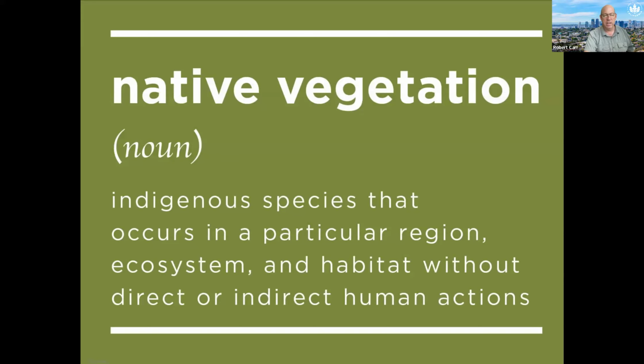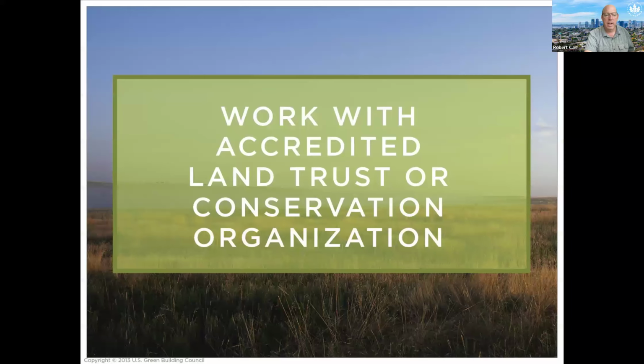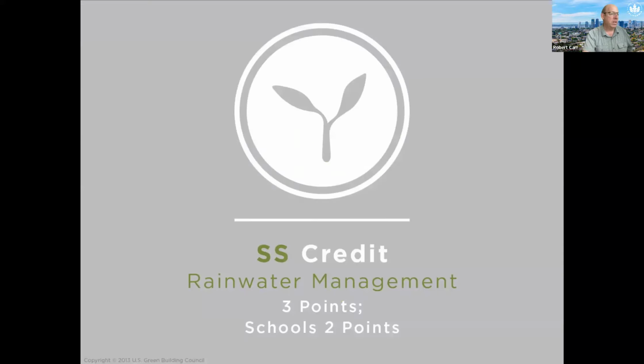And this is what native vegetation is: indigenous species that occur in a particular region, ecosystem, or habitat. Adapted plants are plants that reliably grow well in a given habitat with minimal maintenance. Those are the definitions. Or if you can't do that, you would work with an accredited land trust or conservation group. What you would do is take your total site area and multiply that by 5 cents per square foot. That's the amount you would have to donate or contribute to that accredited land trust. So that's where you can do that. Any questions so far?